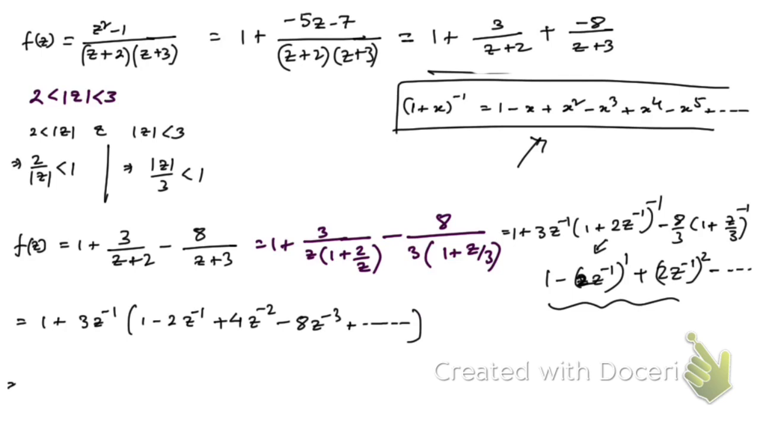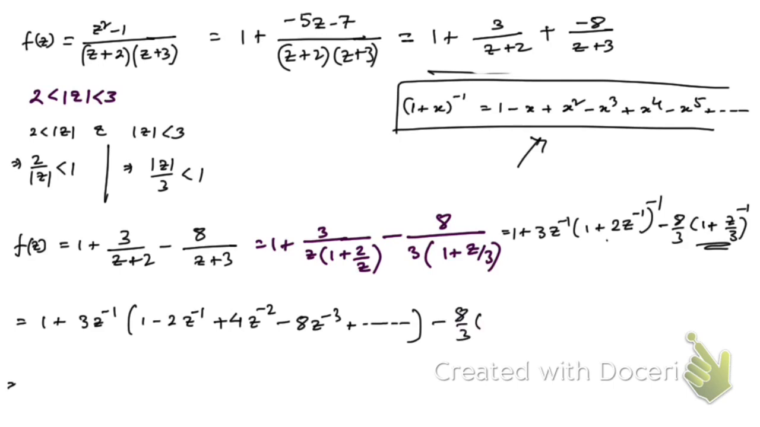So now let me expand this part. If you expand this part, what you're going to have is 8 by 3 times 1 minus z by 3, plus z squared by 9, then minus z cubed by 27, plus dot dot dot, and so on. So that's the series; this is the required series.